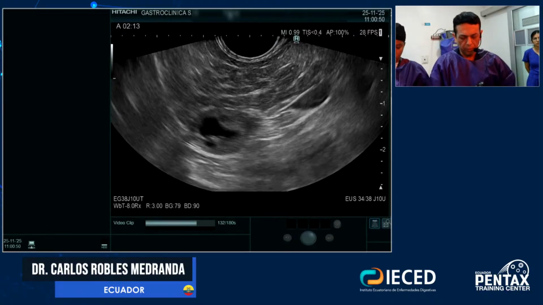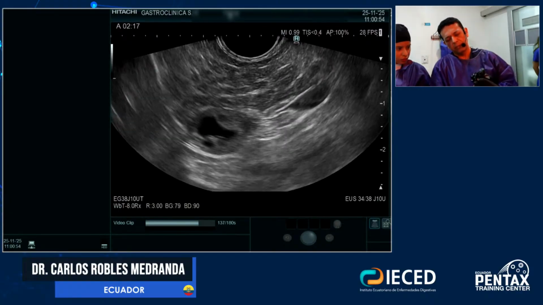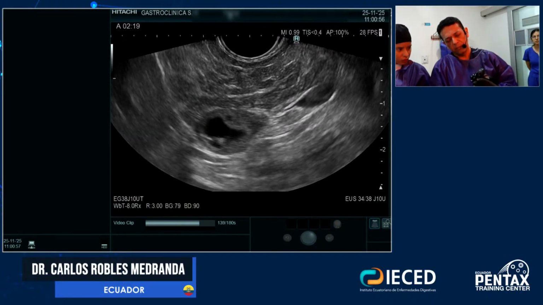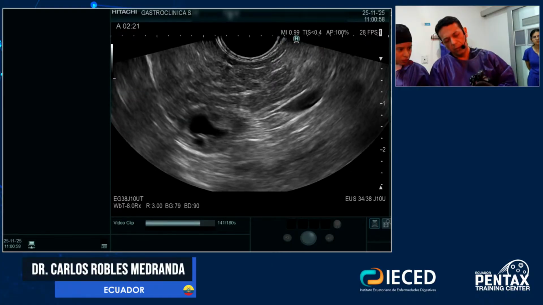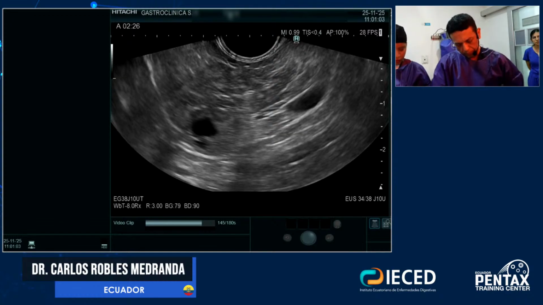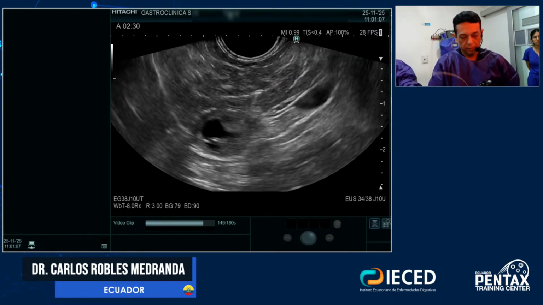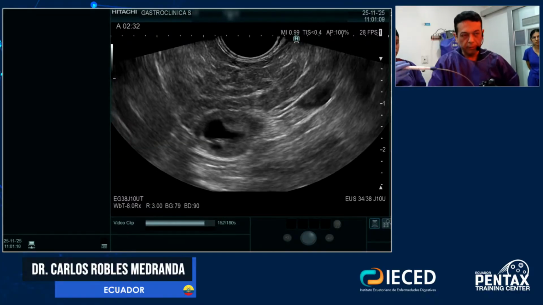Okay. So I will use one Boston needle. Retira. So now we are using a Pentax scope, the J10 series with the Hitachi Aloka.